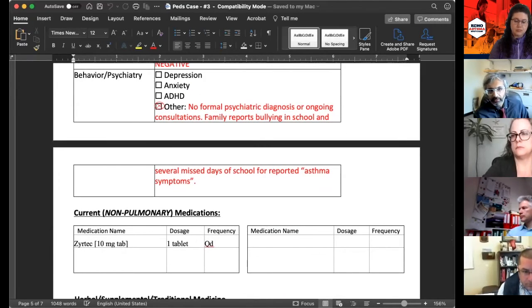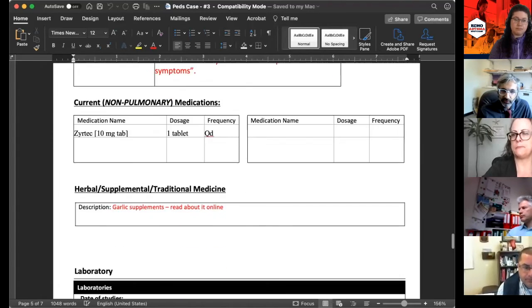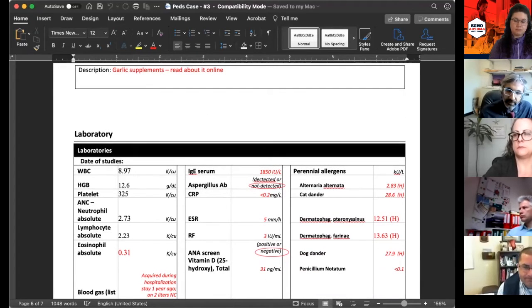On her psychiatric history, we didn't notice any formal psychiatric diagnoses applied or any type of ongoing consultation, but the family did report she was frequently bullied in school, and she's missed several days from school due to asthma symptoms. And I mentioned the Zyrtec that she's on for allergic rhinitis. The family sometimes uses garlic supplements. A family member had recommended them, but they read about it online.